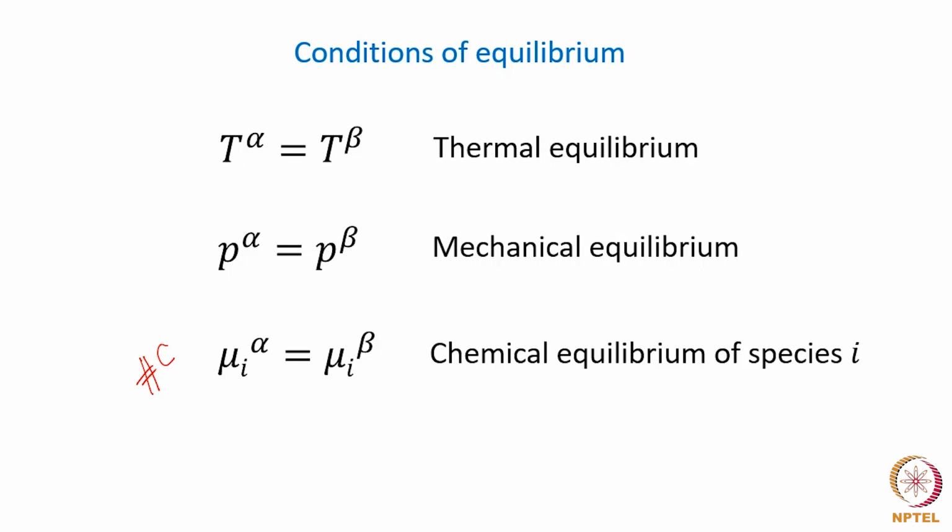The C can be 1, 2, 3 or any number that we choose to have it. So as many conditions as the number of species are given. So these are the conditions of equilibrium.